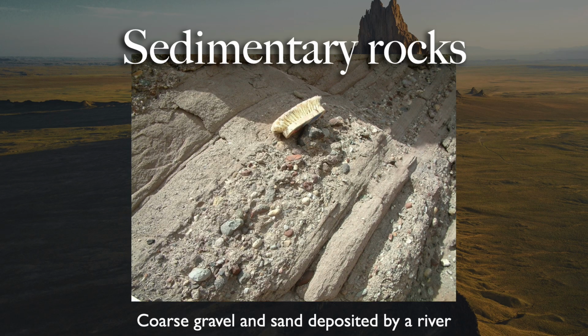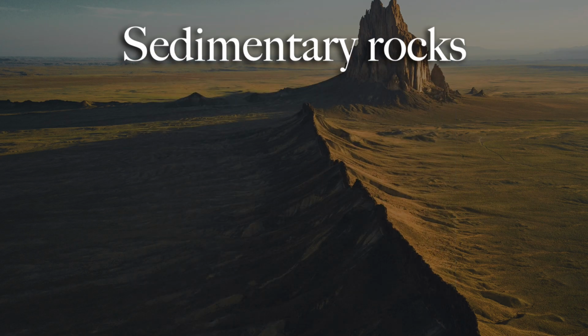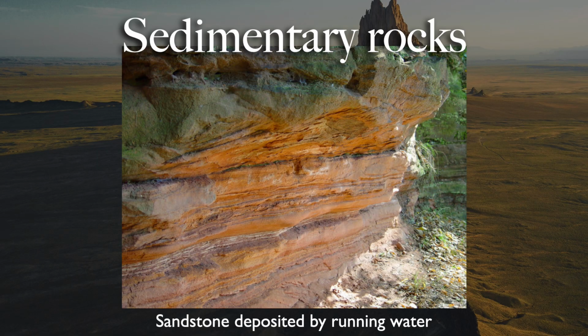Here's a photo of some coarse gravel and sand that has been deposited by a river. Here's a little brush that is showing you just the scale. Sandstone here, which was deposited by running water over time. And here we can see these beautiful layers.